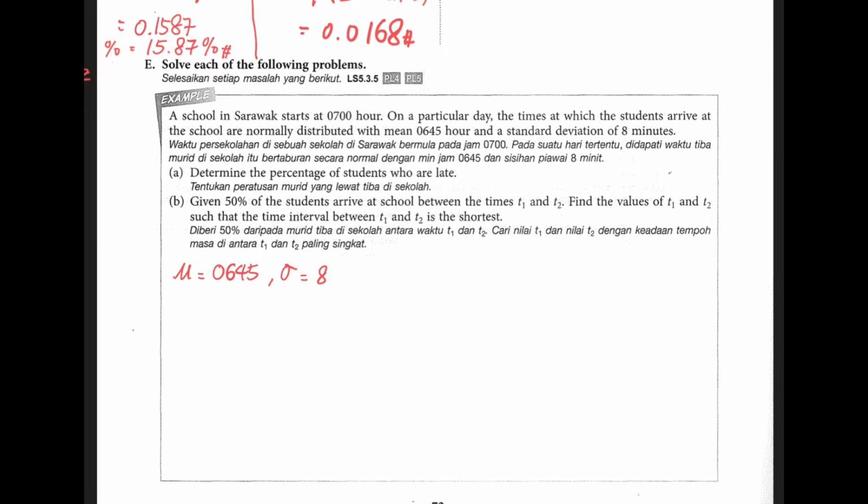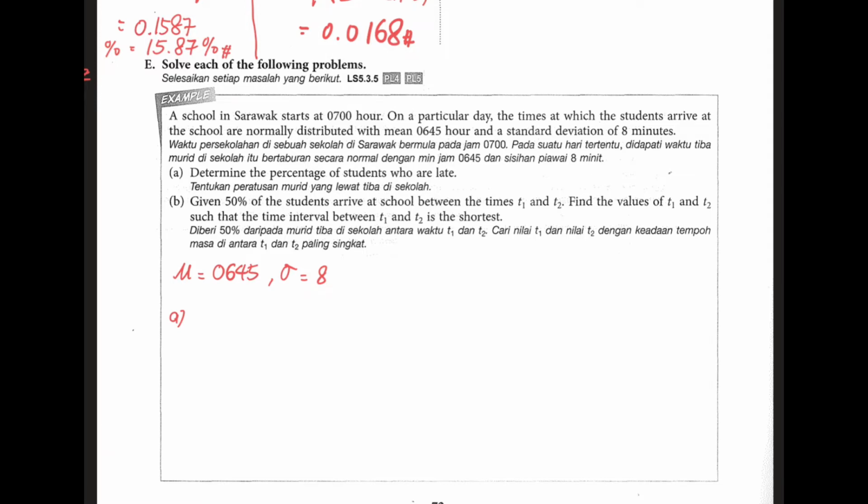Now after that, 0.645 is a little bit hard to be used here because this is timing. So we need to do something to change it. Because the standard deviation is in minutes, I try to make it in minutes also: 6 hours 45 minutes.